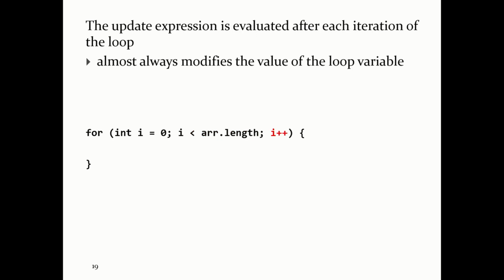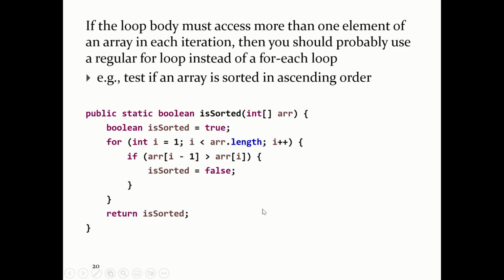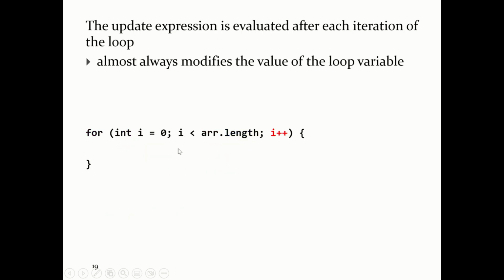Typically in the update expression, you change the loop variable that you declared here. So typically that's i++, or ++i, or i = i + 1, or i += 1, however you want to write it. Of course, if you're jumping by more than one value each time, that looks different. So i = i + 2 will jump every second element. And then you have the loop body right there.